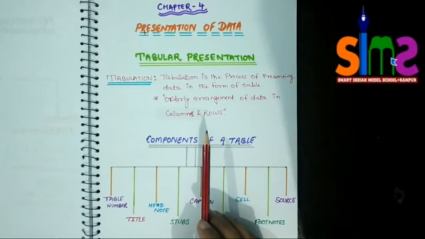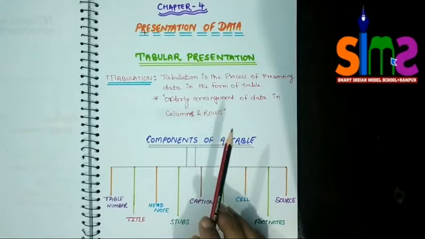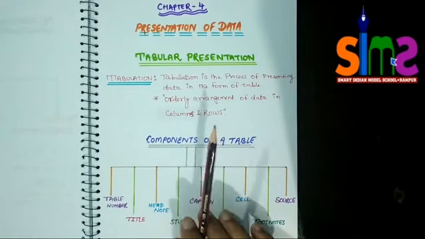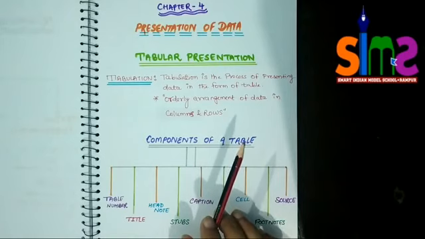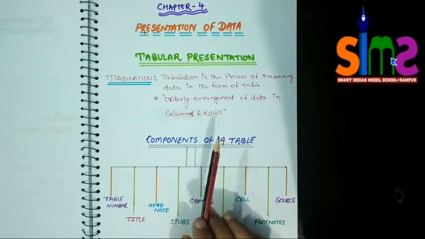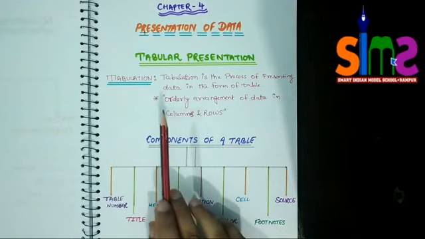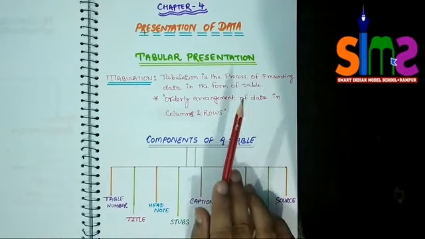Hello dear students and welcome back to the online classes of Smart Indian Model School. As I have told you, there are three ways to present the data. Number one is textual representation, number two is tabular representation and number three is graphical or diagrammatic representation of data. In the previous video I told you about the textual representation of data in detail. Now in this video we will discuss the tabular representation of data in detail.